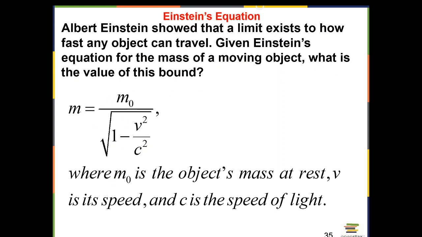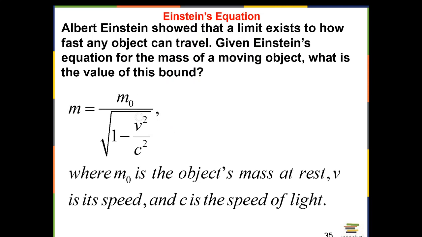All right, so let's talk about an application of this. Albert Einstein has an equation that relates the mass of an object that is moving to the mass of an object at rest. You see, my car that is parked in the parking lot has a certain mass. As soon as I start driving it, the mass of the car actually changes, believe it or not. And it changes according to this equation.